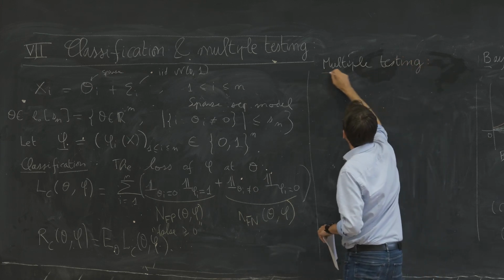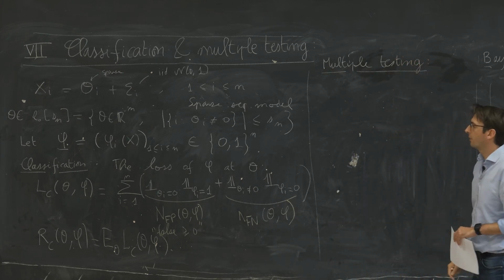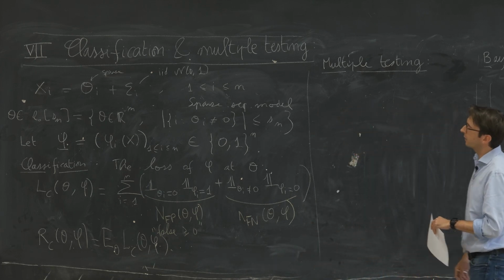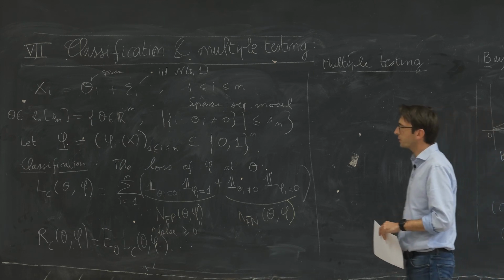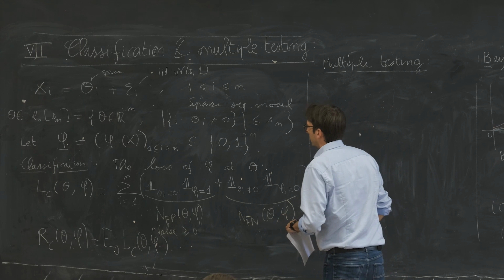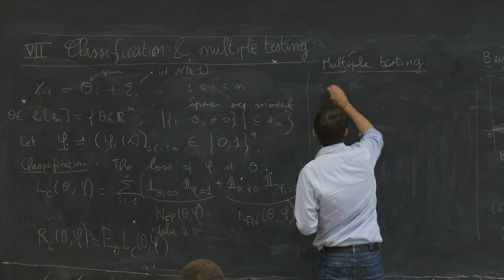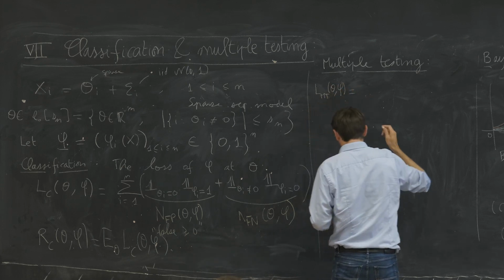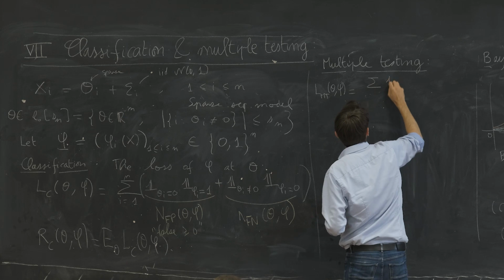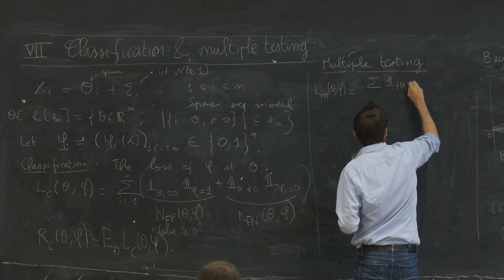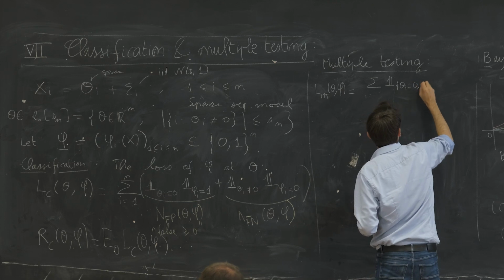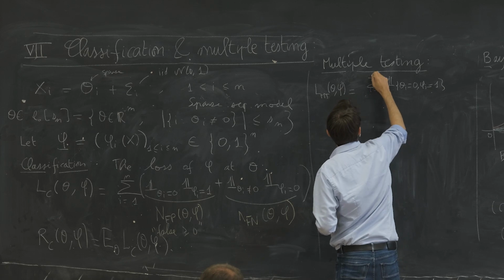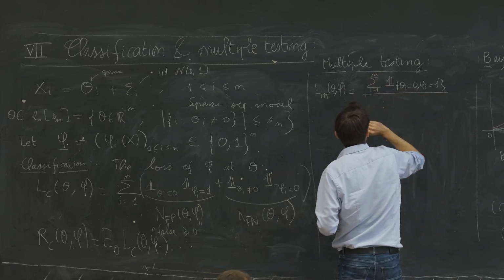So while for the classification it's just a sum of errors, multiple testing traditionally will focus on a quantity called the false discovery rate, which is a proportion, and which we'll define now. So the multiple testing loss of phi at point theta is the sum of two terms. So the sum of false discoveries, theta_i equals 0, phi_i equals 1, from 1 to n, divided by the total number of discoveries.